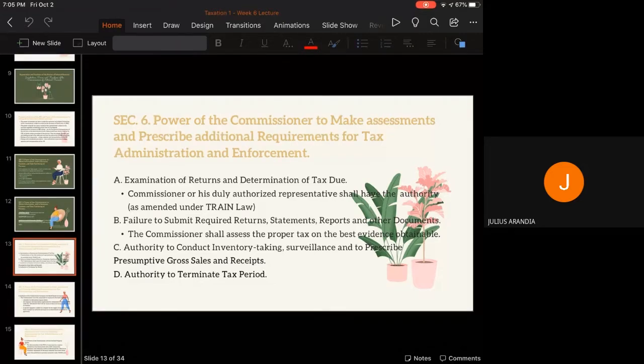Or number three, performing any act tending to obstruct the proceedings for the collection of the tax for the past or current quarter. So here, the commissioner will declare the tax period to be terminated and demand payment of tax for such period, and it shall also be subject to penalties according to law.